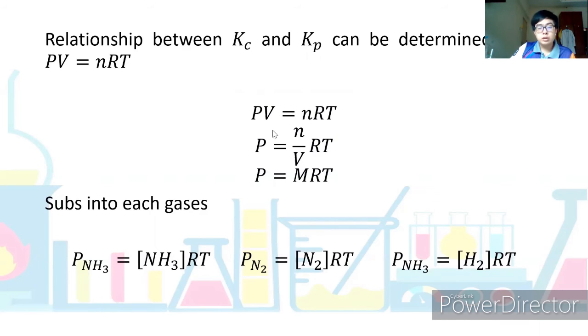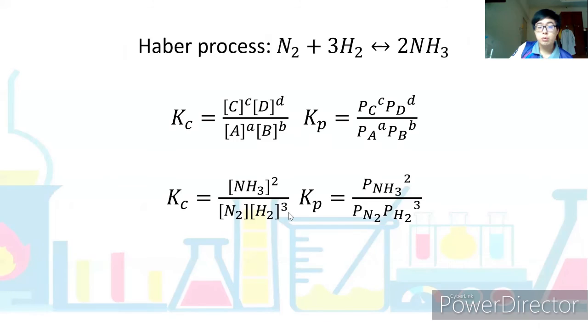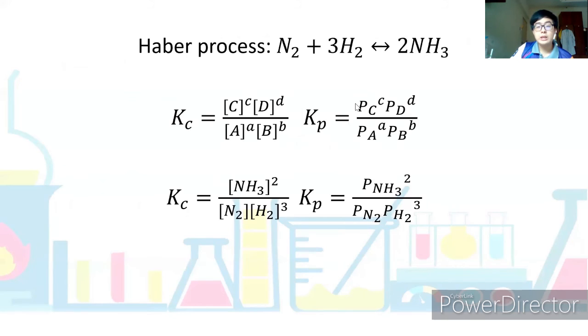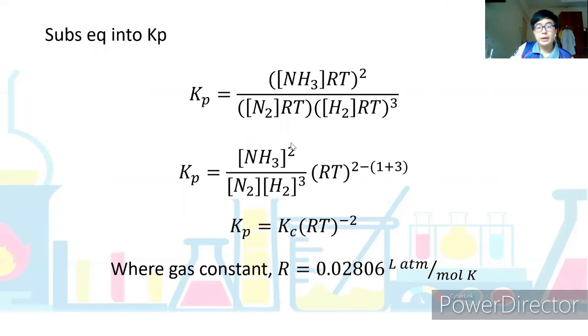And by moving the total volume to the right-hand side, when number of mole divided by volume, we can get a concentration. So let's see, P equals molar RT. By having this equation, we'll sub into these 3 other gases and we'll get these 3 equations. So from here, we can get the relationship of partial pressure and concentration. While substituting all this partial pressure into the Kp equation, we can get this combined equation.